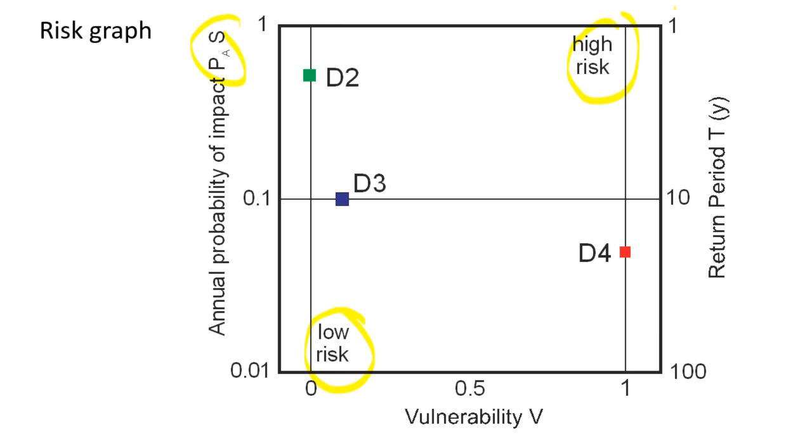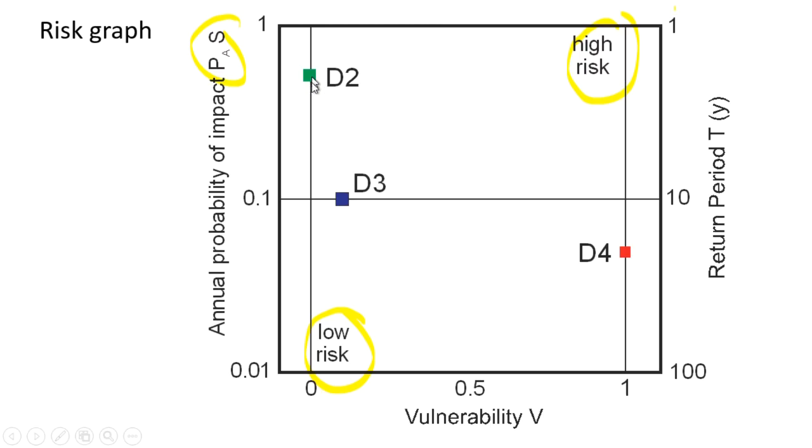On the right-hand y-axis, we have the return period of impact. So for an annual probability of 1, we have a return period of impact of 1. For an annual probability of impact of 0.1, we have a 10-year return period of impact. And for an annual probability of impact of 0.01, we have a return period of impact of 100 years. And here we have the dots for the 3 scenarios, D2, D3, and D4.